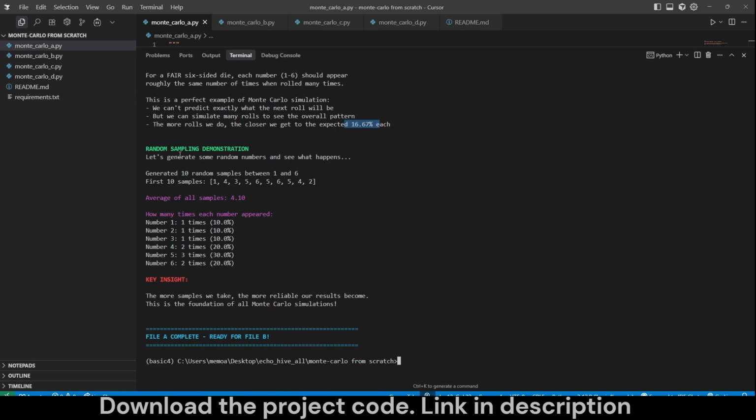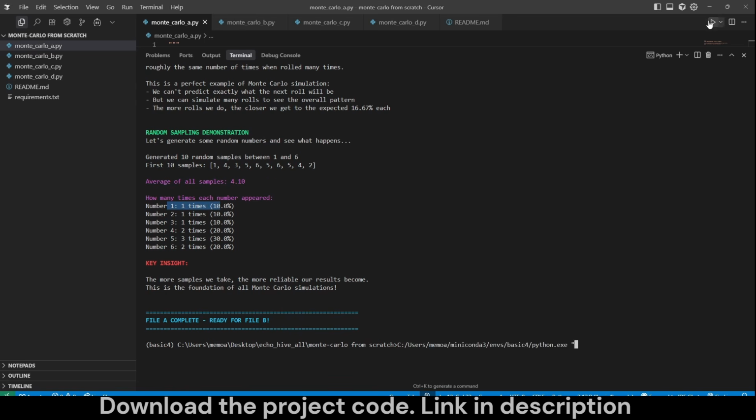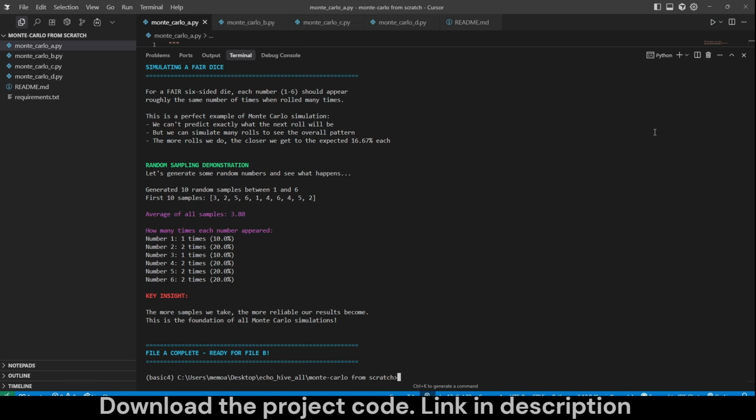But here's the thing. If we just do this random sampling, let's generate 10 random numbers. We can see that the distribution is very skewed. Like we see that the number 5 happened 3 times, which is 30% of the time, and number 1 only 10% of the time. If we run this again, now we get 20%, 20%, 10%. Let's run it one more time. Again, we get number 4 30% of the time.